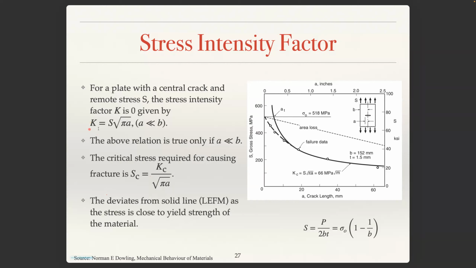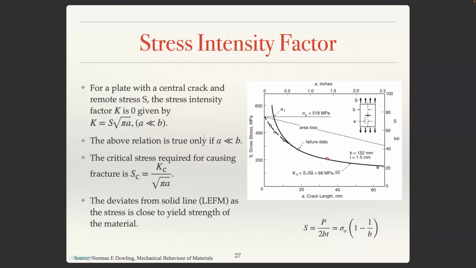Similarly, if K is equal to S root pi a, right? If you fix a value of a, then if the fracture is happening, corresponding to that fracture, what is the S? S is the failure strength. For example, in this particular figure, let us say my crack length is 35 mm. For a 35 mm crack length, I have done the experiment and I found that at approximately 200 MPa, the material has broken. Then the stress intensity factor corresponding to that scenario is what we call fracture toughness, isn't it?